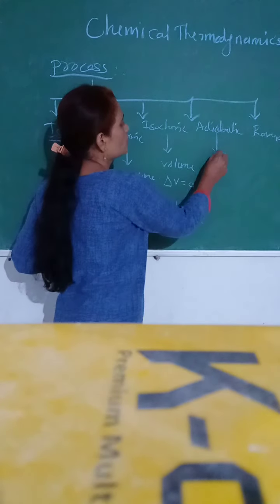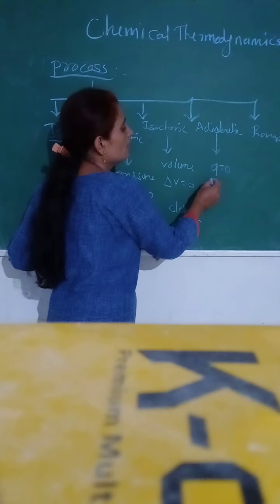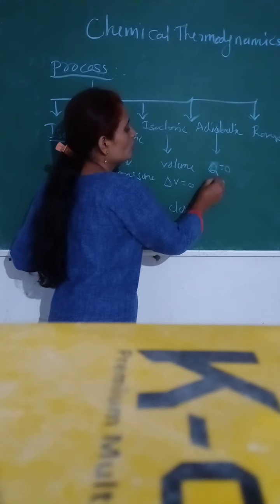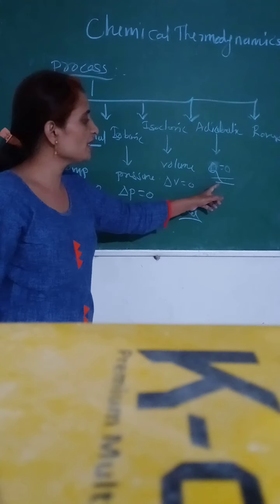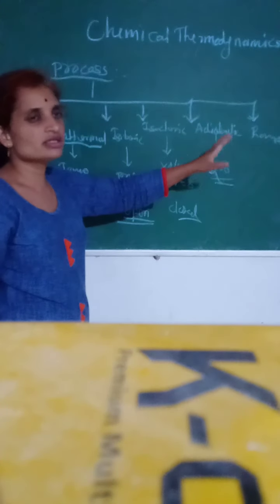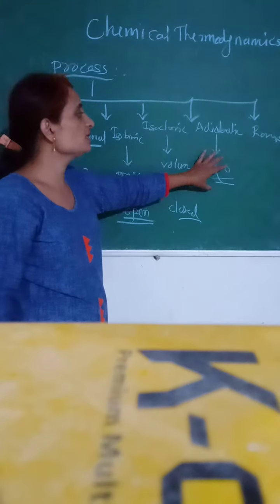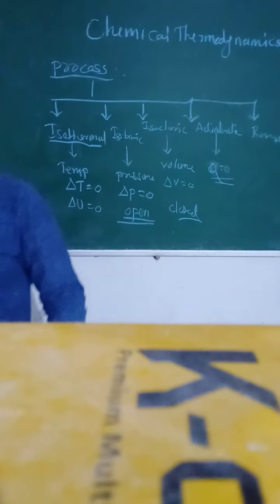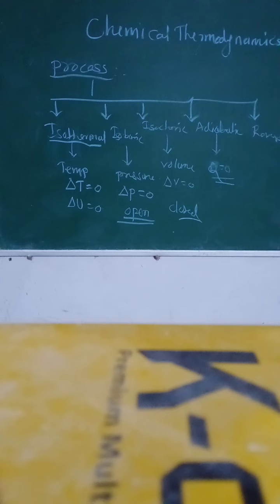Then the adiabatic process, where the heat change remains constant, that is, capital Q is equal to 0. In an adiabatic process the heat change is zero throughout the transformation. The reaction may be exothermic or endothermic, so the temperature increases or decreases, but there is no exchange of heat between the system and surroundings. This is called the adiabatic process.